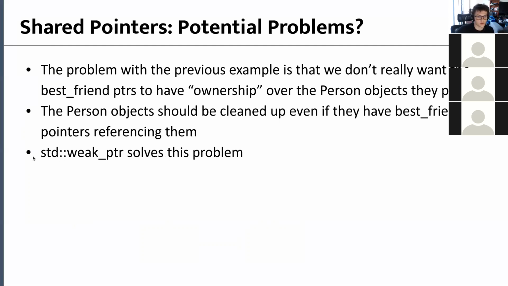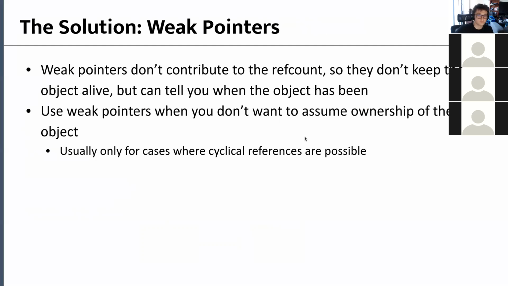So std::weak_ptr, as somebody mentioned in chat, solves this problem. Weak pointers don't contribute to the ref count. So they don't keep the object alive, but they can tell you when the object has been destructed.